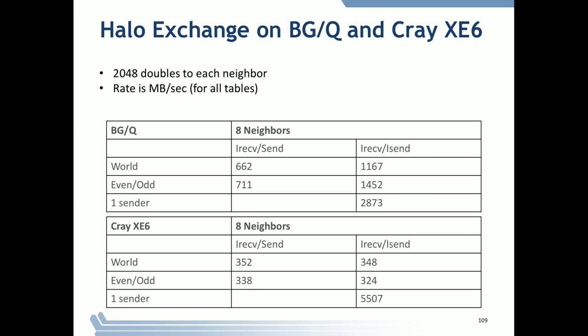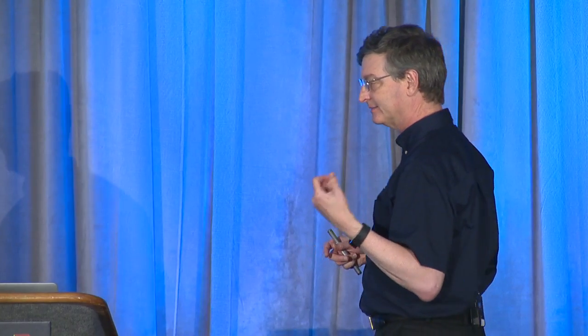On the Cray, I get these numbers, the Irecv and send, and the Irecv and Isend, in fact, gave me about the same numbers. Changing the layout didn't help much, but interestingly enough, one sender gave me about 5.5 gigabytes per second, which is a lot more than this. Now, at one point I thought that this was a topology effect, but in fact it's something different, and I'll talk about that a little later after we've covered some MPI 3 things.